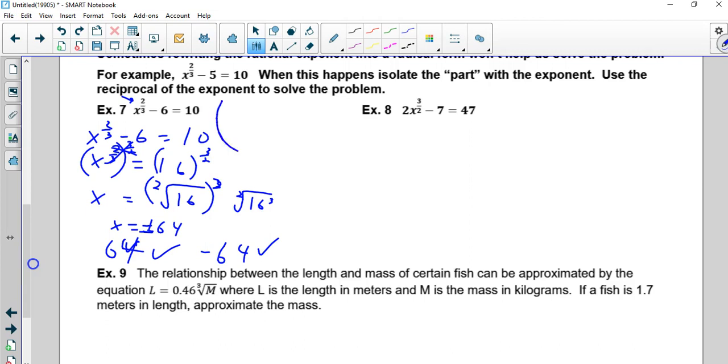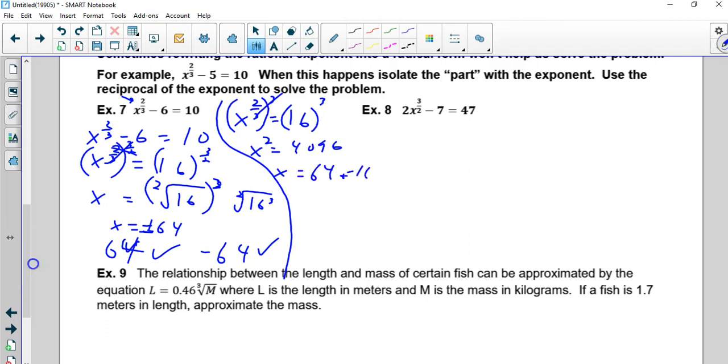Okay, another way of doing this is you can also just take the power to the denominator so that the 3's cancel, which then leaves me with x squared equals 4,096. You plug that in your calculator and you get x equals 64 and negative 64. So it depends on which way you want to look at it. You're basically mathematically doing the same thing.